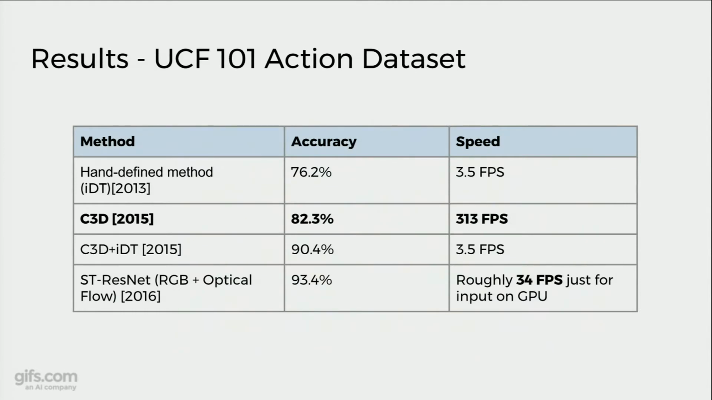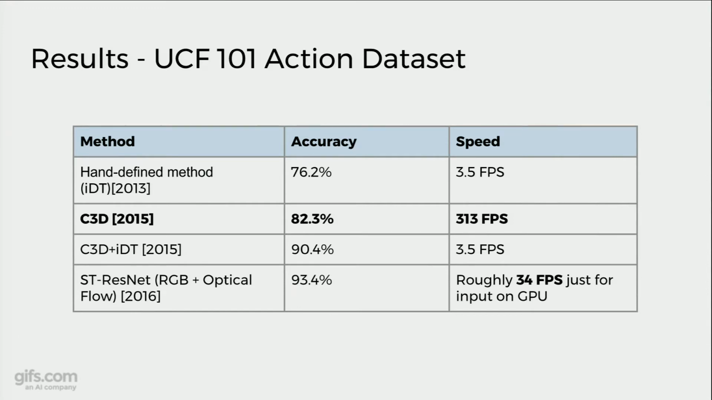Now, if this model is tested on another commonly used action recognition dataset, we can see that it improves on hand-defined methods. What's more interesting for me is that it does so at 100 times the speed. It runs at more than 300 frames per second, which means it runs 10 times real time. Of course, you get better accuracy if you combine C3D, this 3D convolutional neural network, with hand-defined features. But then, of course, you're back to the low speed of the hand-defined method.